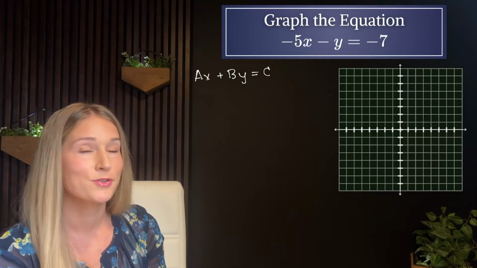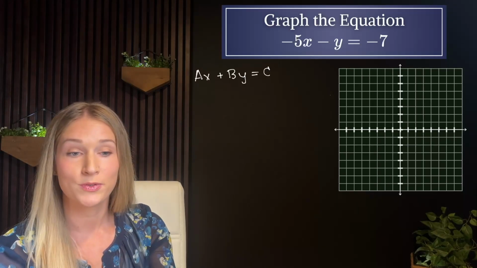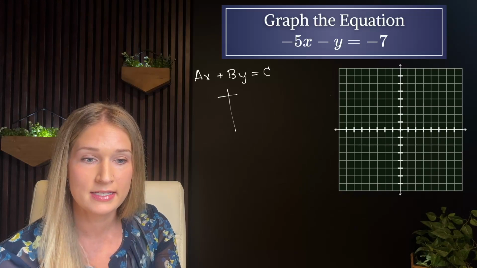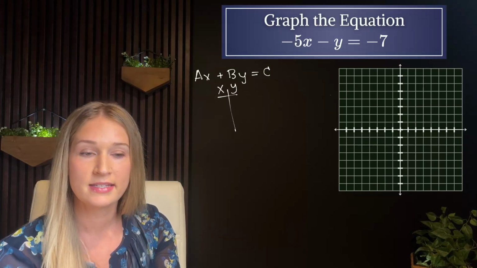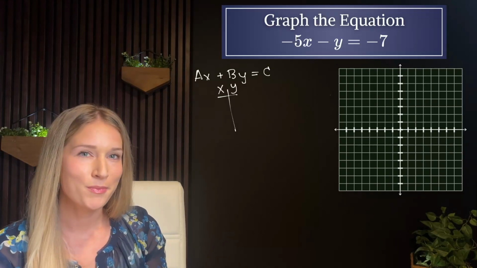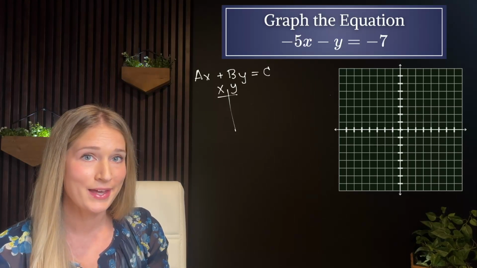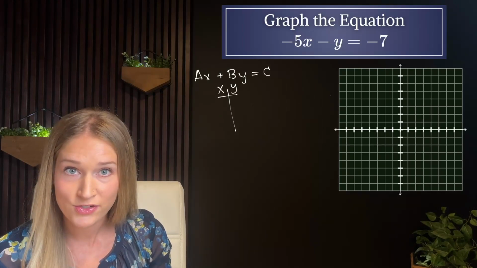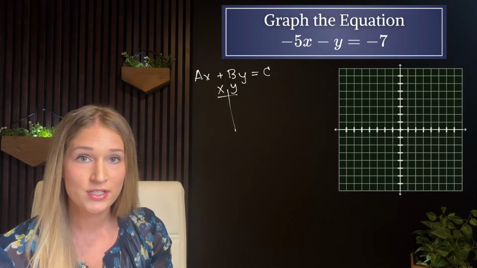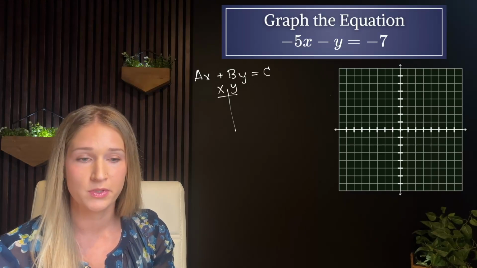You have a couple of options here. You could, and you can always do this if you get stuck, make a table, plug in x's, and get out the y values. Now the problem with this is that you're probably going to end up with a lot of fractions because it's kind of hard to pick numbers that don't leave you with fractions.